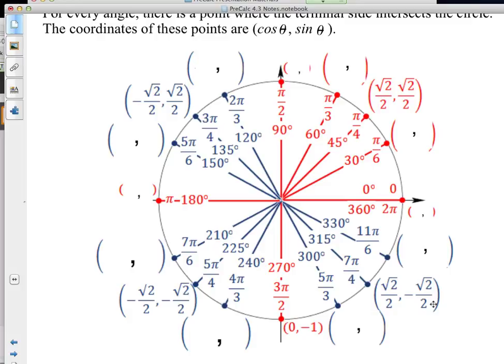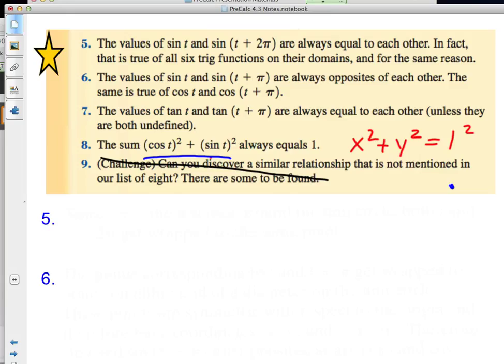Okay. Now on this one, let's go back and check that question. On this one, I've got them to be the same. On this one, I got them to be the same. And this one, opposites, well, I'm going to get them to be the same. Just randomly picking stuff, I got 5 pi over 6, 11 pi over 6. Boy, they're going to be the same. And they're saying here in this problem, the values of tangent t and tangent of t plus pi are always equal to each other unless they are both undefined.